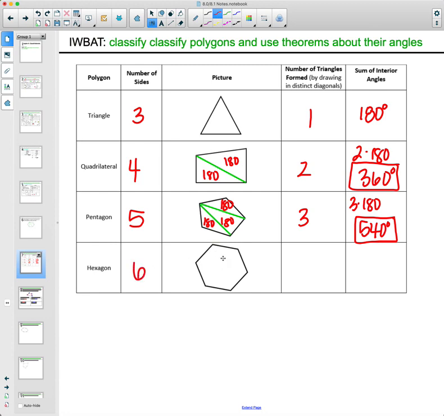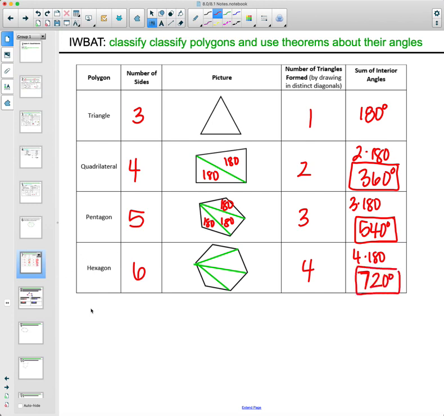Hexagon, okay, so if you drew these all in, it would have 4. Okay, I can draw them in for you. So if we draw in the diagonals, we end up with 4 triangles here, which means 4 180s, which is going to be 720 degrees for the interior sum here.